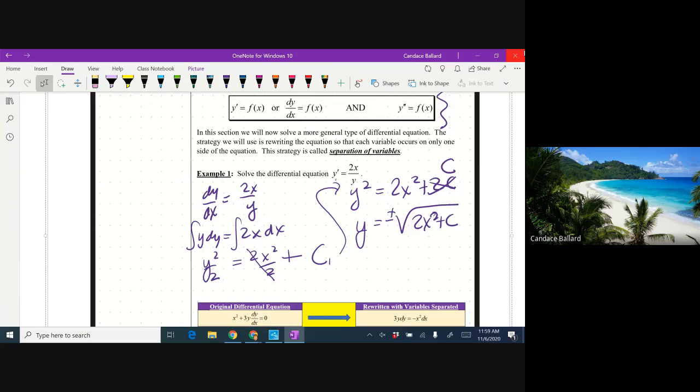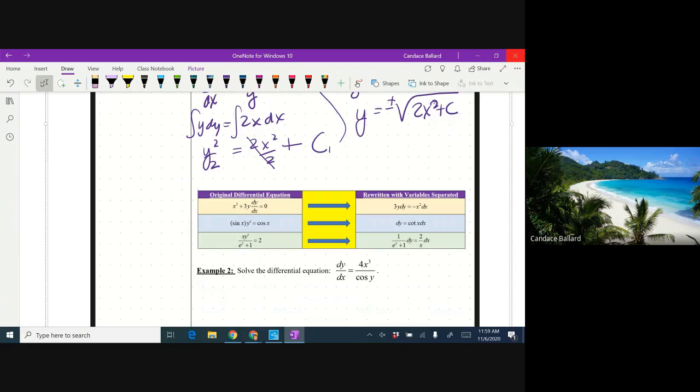So the next box is just more of a how did we separate these things? This is the original differential equation. It looks like I needed to subtract the x squared over and then multiply by dx to get that one separated.